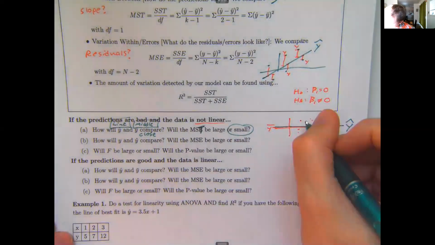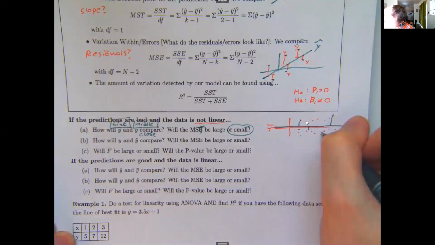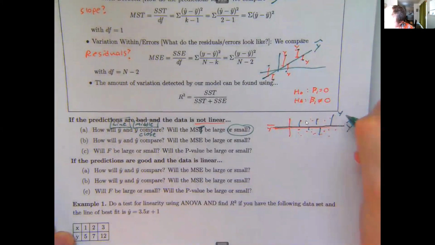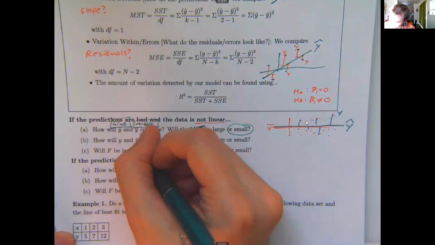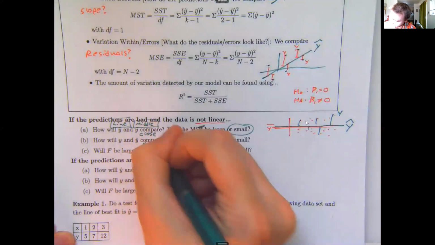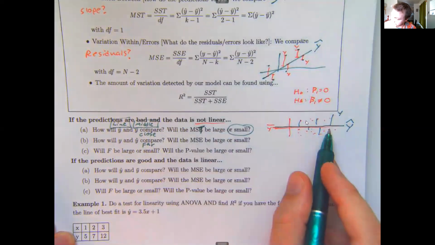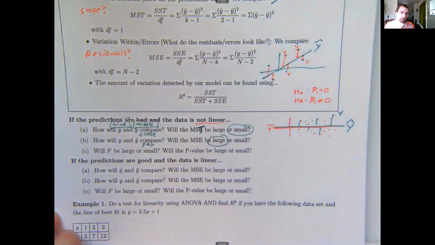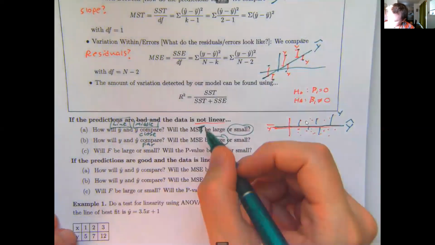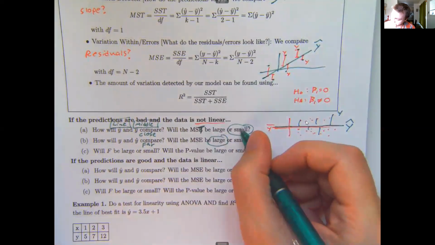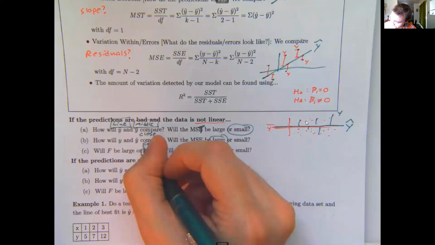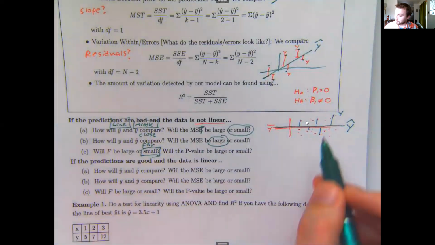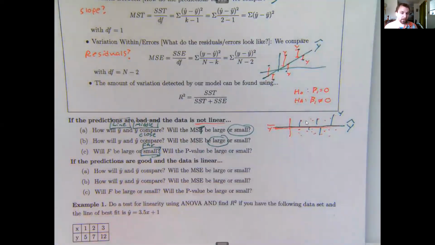Now, unfortunately, the reason why that's probably the case is it looks like I have a ton of error. So my individual y values compared to my line would be pretty far apart, which means my MSE, which measures how much these things vary, how much error there is, would be pretty large. My F score, which takes this MST divided by this MSE, would have a small number divided by a large number. So I would have a small F score or ratio when I'm experiencing something that has a lot of error and does not look like a line.